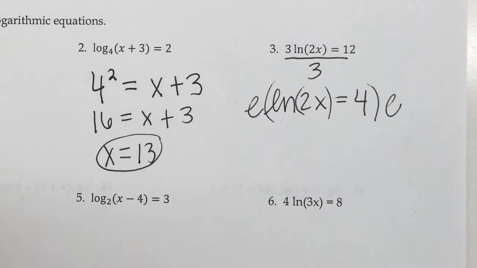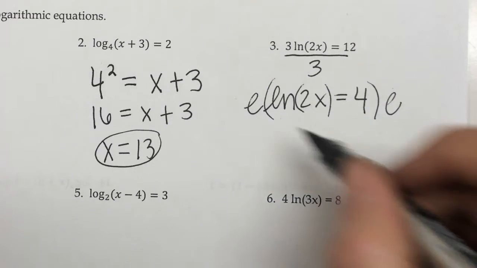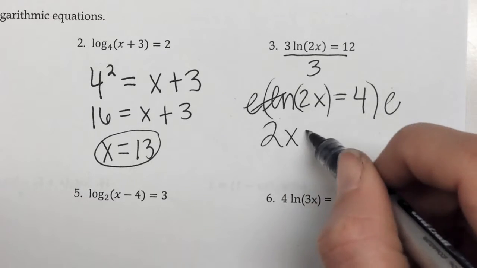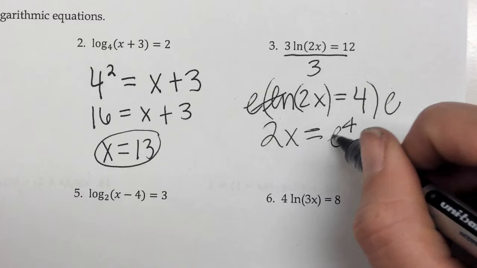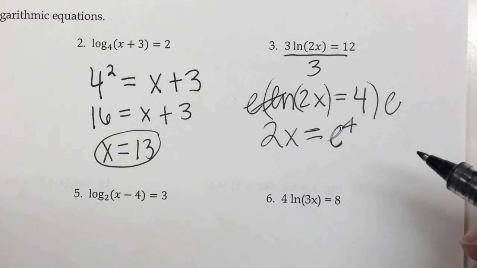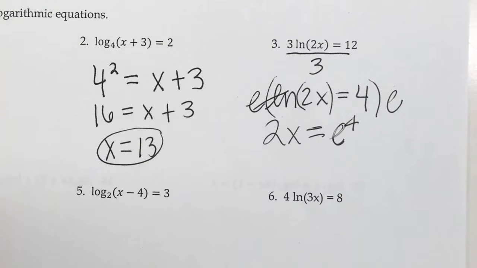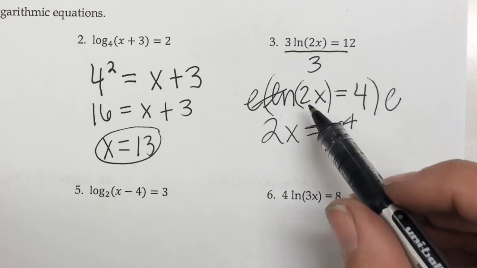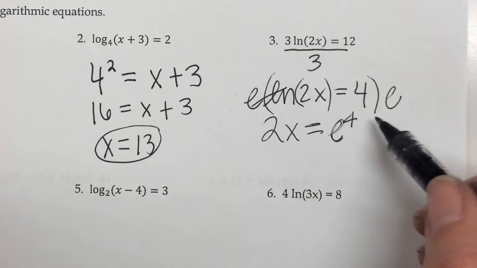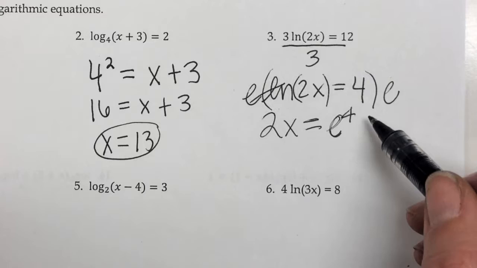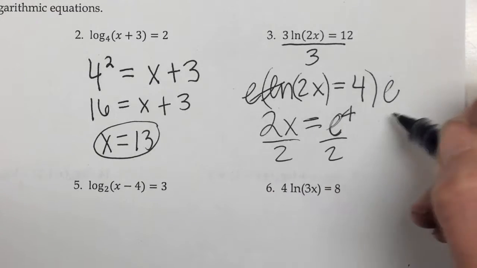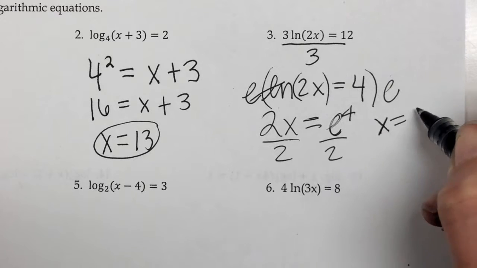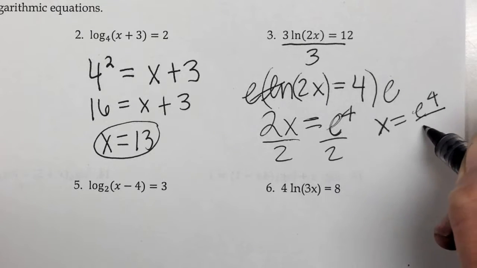But here's what it's going to look like. This cancels out, we'll just have 2x. This one we're actually going to have e to the 4th. That 4 is going to become an exponent. So again, e and ln cancel out to make 2x. This one you turn into e to the 4th power. Now we would just do what? Divide by 2. So x equals e to the 4th over 2.